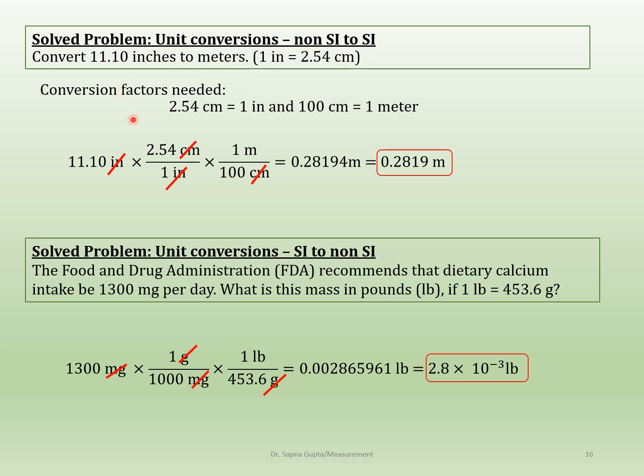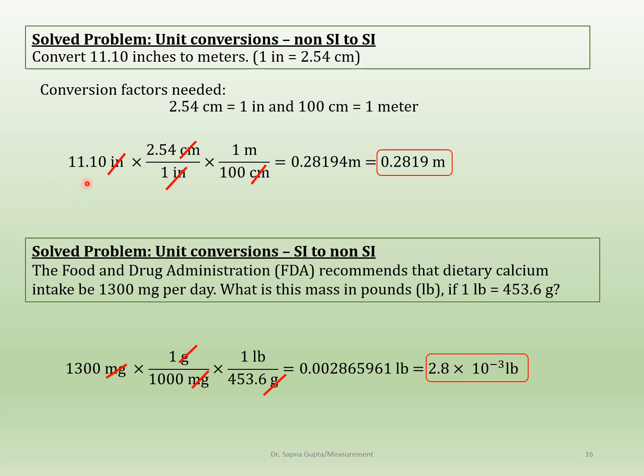So what are the conversion factors that I need? I've been given one already, which is 2.54 centimeters is equal to 1 inch. And then I also know that in 1 meter, I have 100 centimeters. Centi is 100. So 100 centimeters in 1 meter. If you write it this way, things become a little bit easier, and I will tell you why as we set up.